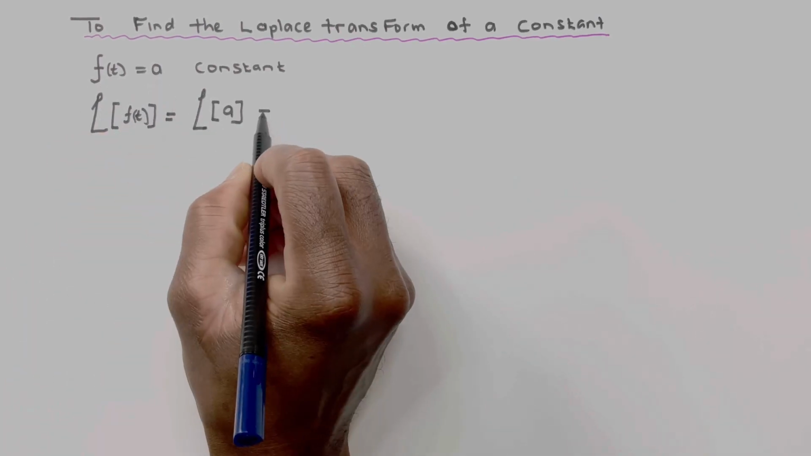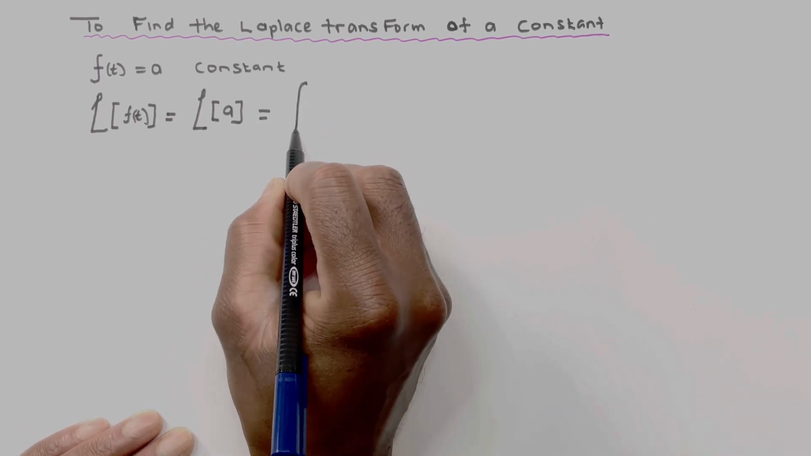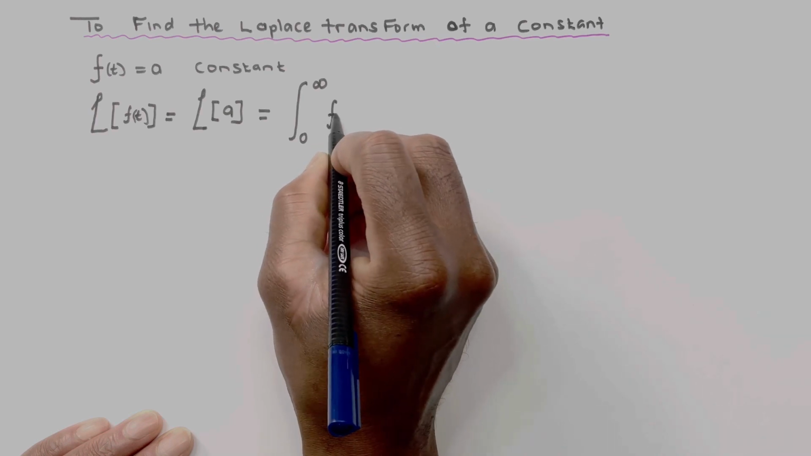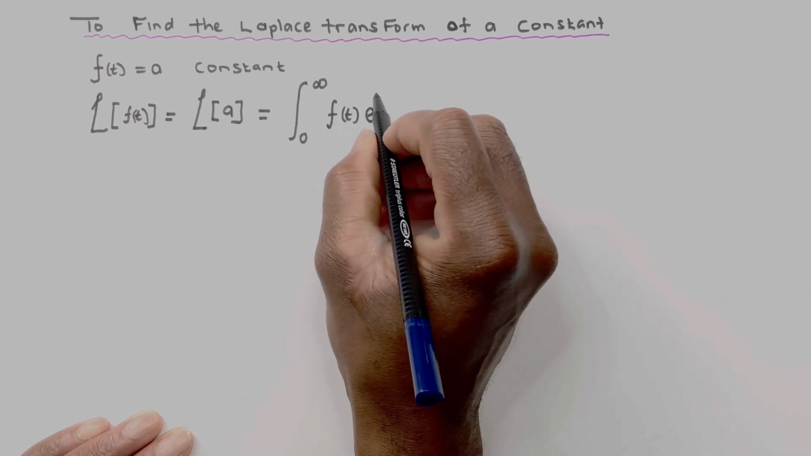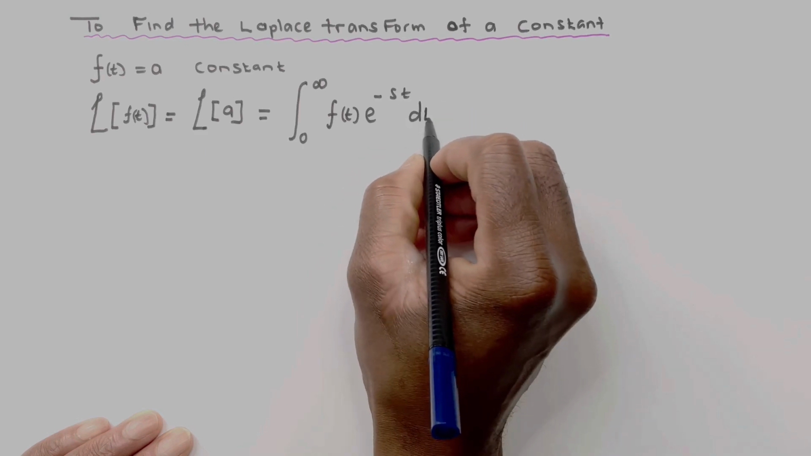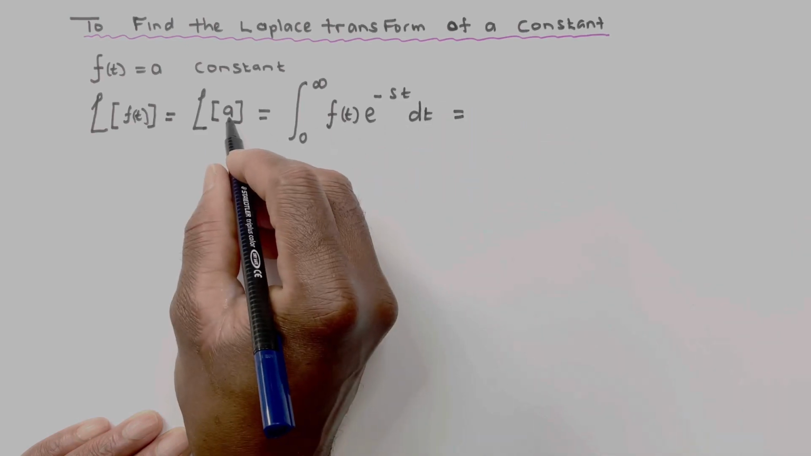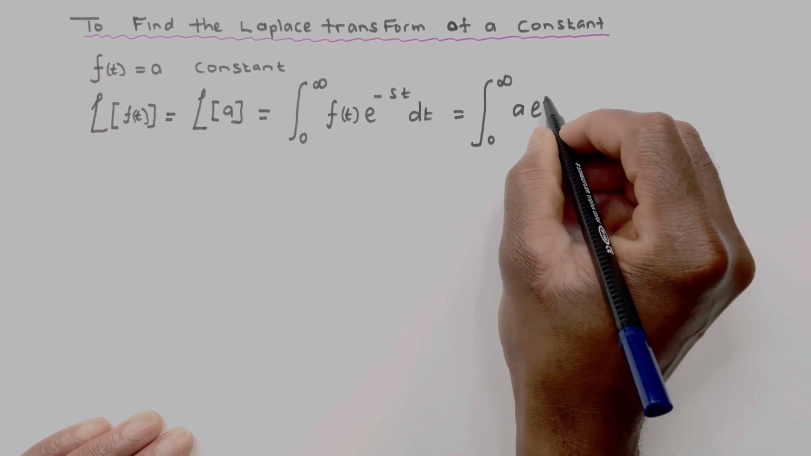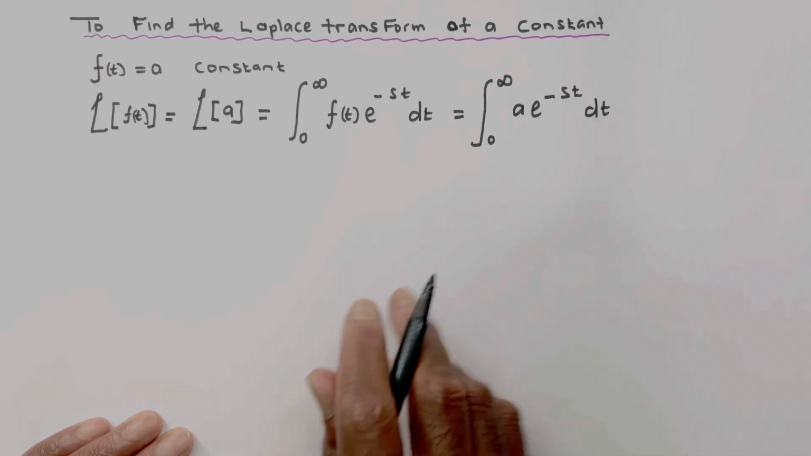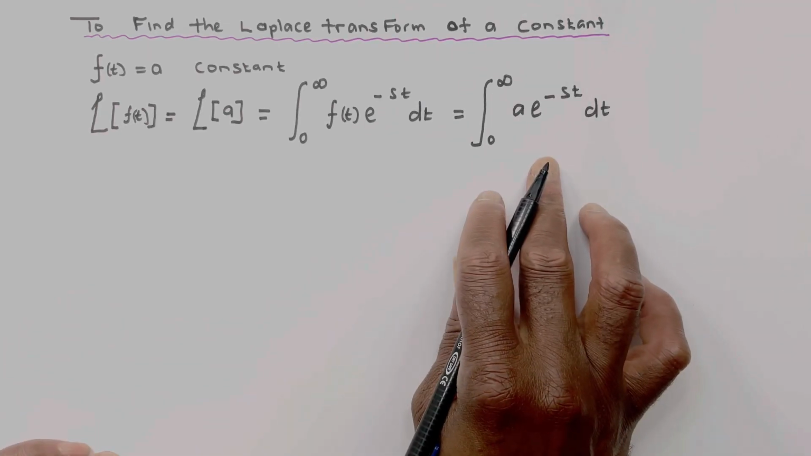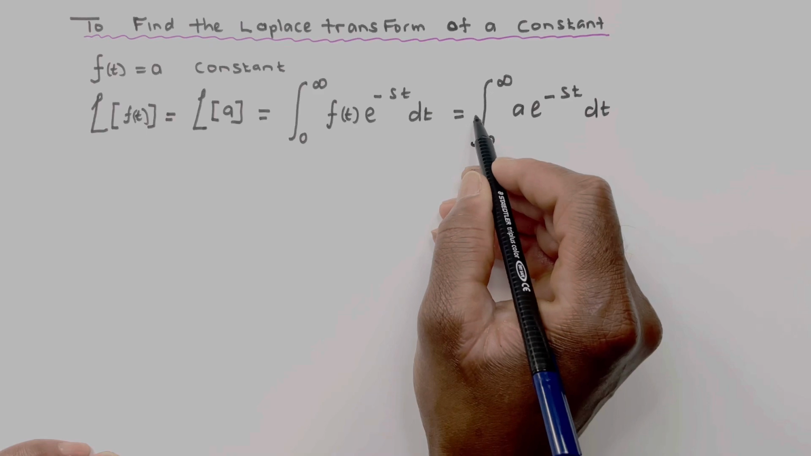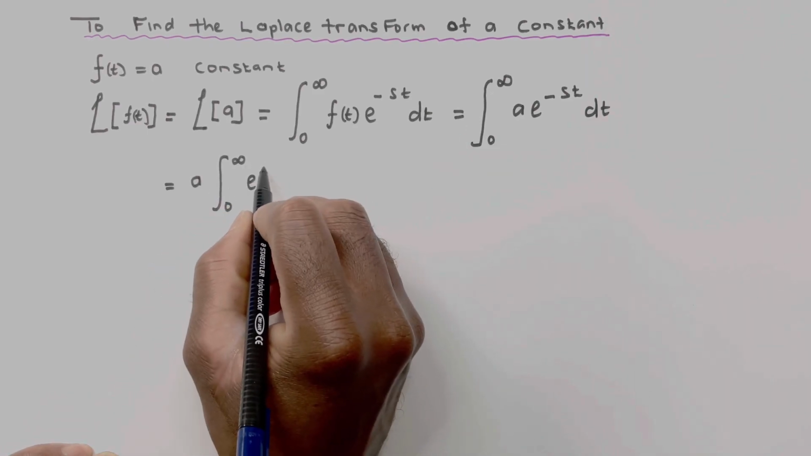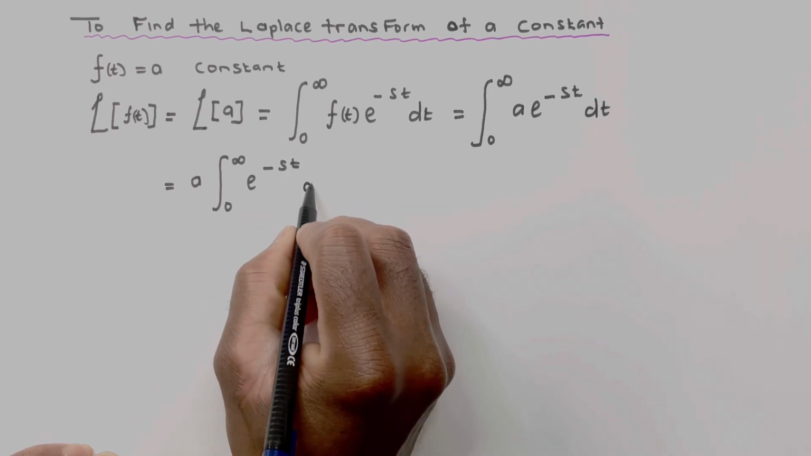and that will be equal to the integral from 0 to infinity of the function f(t) times e to the power of minus st dt, which I can then replace the f(t) with a, so I can write it again as the integral from 0 to infinity of a e to the power of minus st dt. And so that's what we have to integrate. And to integrate, because a is a constant, we can bring it out. Integral from 0 to infinity of e to the power of minus st dt.